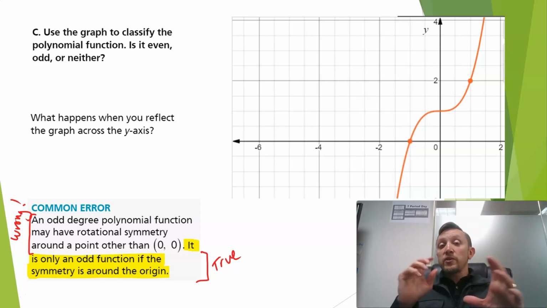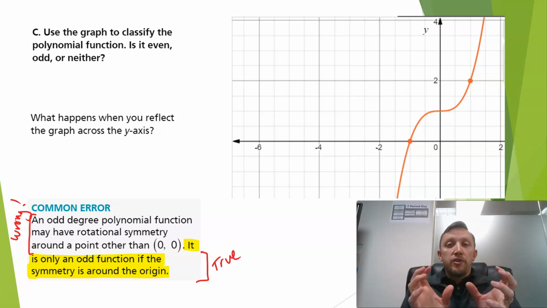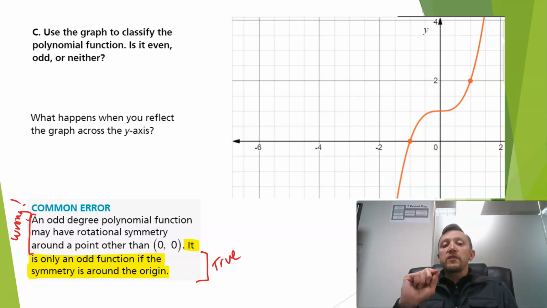So what's highlighted there is what's really true. It's only an odd function if the symmetry is around the origin. What's highlighted there is the true statement. What's not highlighted is the false statement. So you want to make sure that you understand that. It must be rotated about the origin to be an odd function.